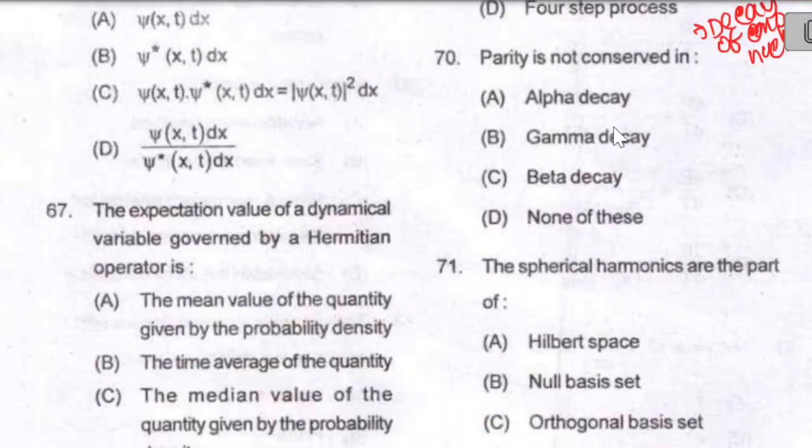Next, 70. Parity is not conserved in beta decay. Okay, so C is your correct option.